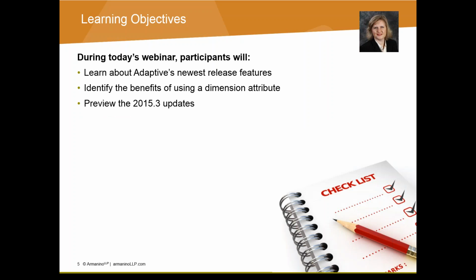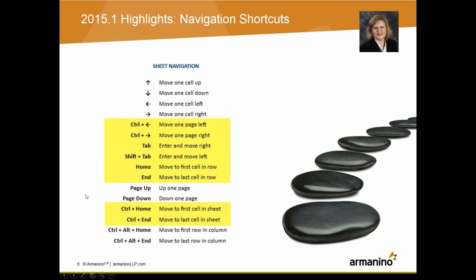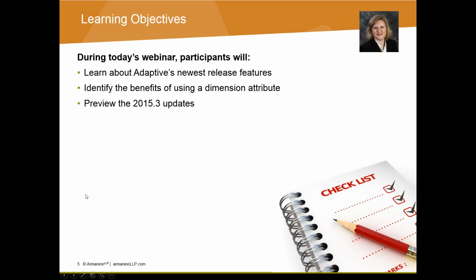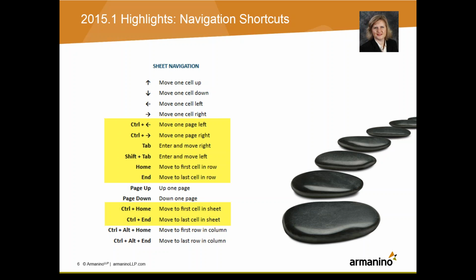Thank you, Megan. Today we're going to just go over Adaptive's newest release features from the 2015.1 and .2 updates. One of the features in the update is the dimension attribute, so we're going to take a little bit more of a deep dive in that one feature, and then we're going to be previewing the next round of updates.